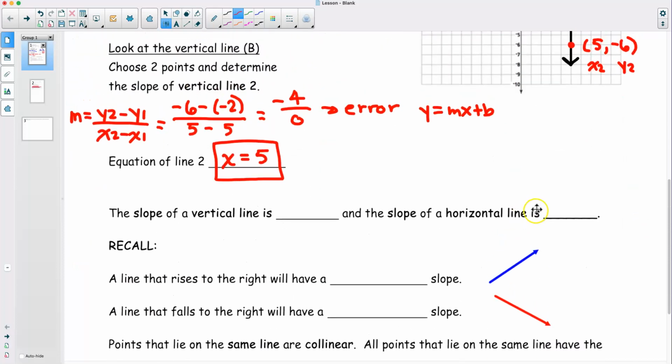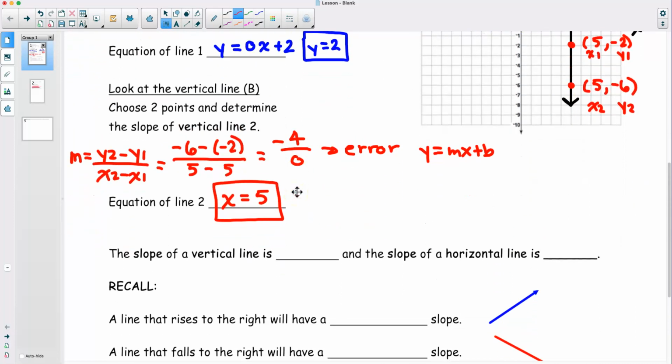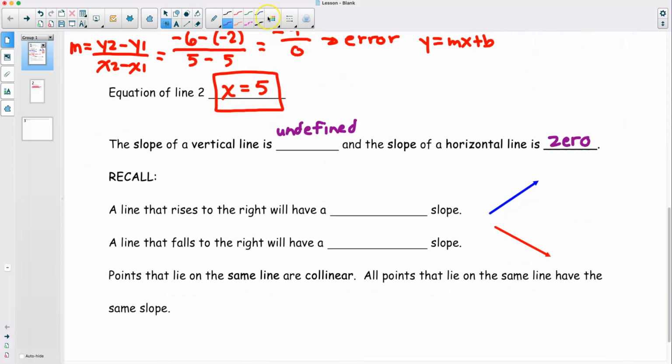So what we can say for the slope of a vertical line, we use the word undefined. Okay, so the slope of a vertical line will always be something called undefined. And the slope of a horizontal line, as we saw before, will always be 0. Okay, so a line that rises to the right will have a positive slope. And a line that falls to the right will have a negative slope.